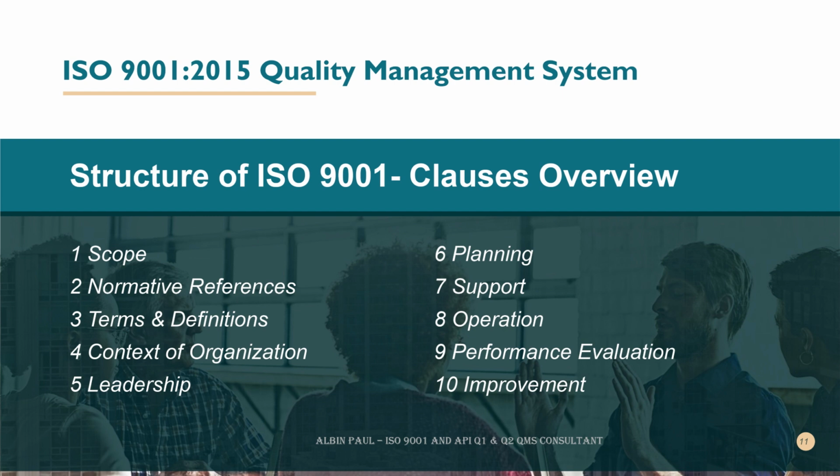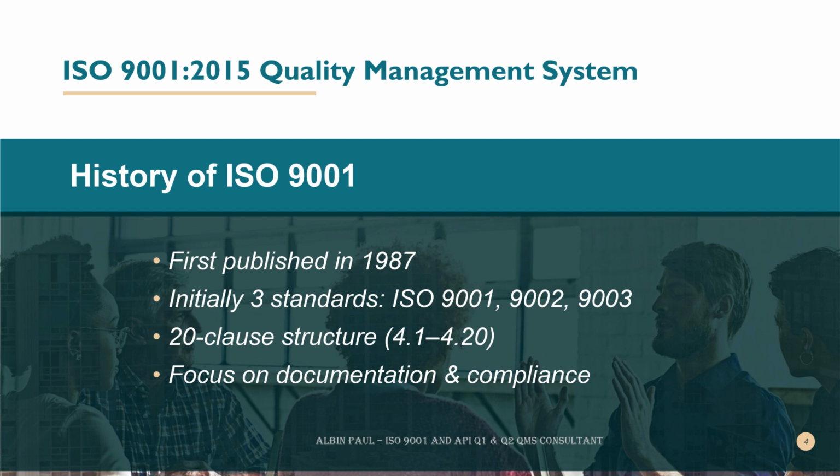Now let's move on to the history of ISO 9001. ISO 9001 is a global standard for quality management systems, but it didn't start the way it looks today. Back in 1987, there were actually three different standards: ISO 9001, ISO 9002, and ISO 9003. Each one applied to a different type of organization.